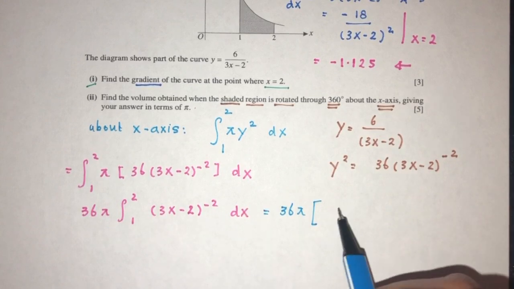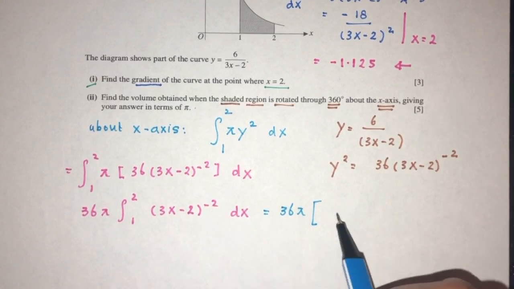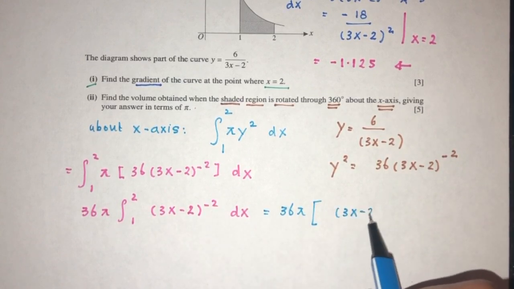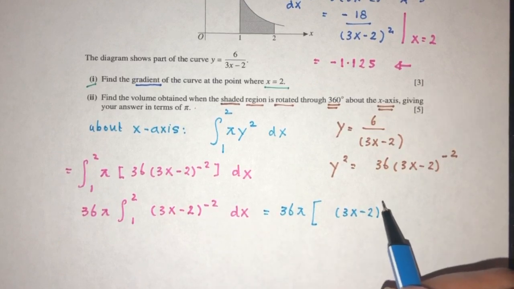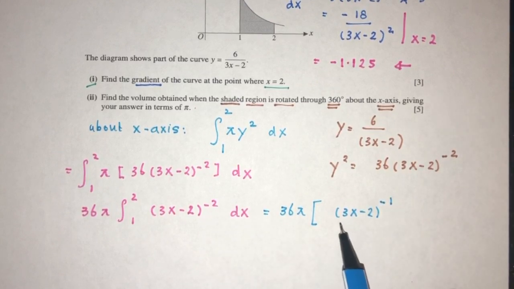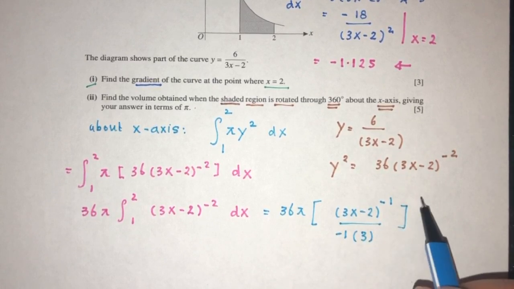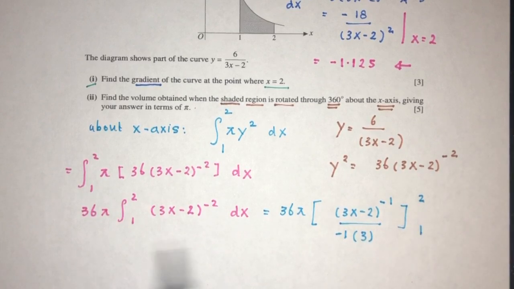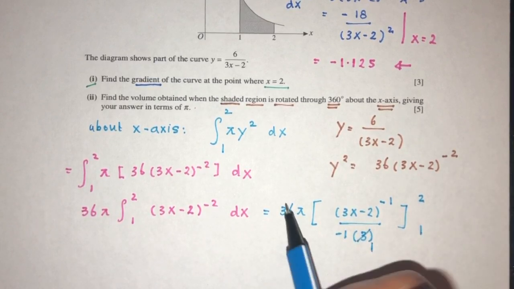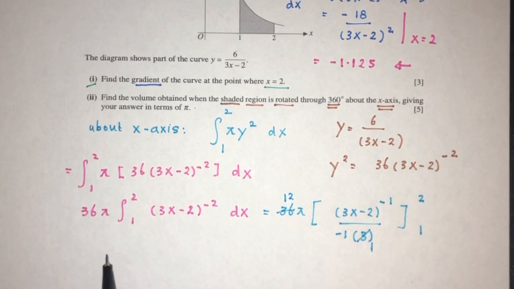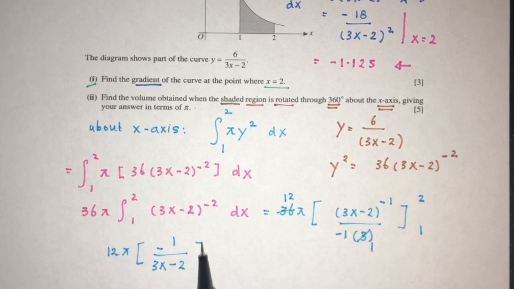On the inside, first we have to increase the power by 1. That will be 3x minus 2 to the power minus 2 plus 1, which is minus 1. Then divide by the same power, then divide by d by dx of the value inside, which is 3. With the limits 2 to 1. That simplifies, 36 over 3 is 12, so we have 12 pi times minus 1 over the value of 3x minus 2, limits 2 to 1.